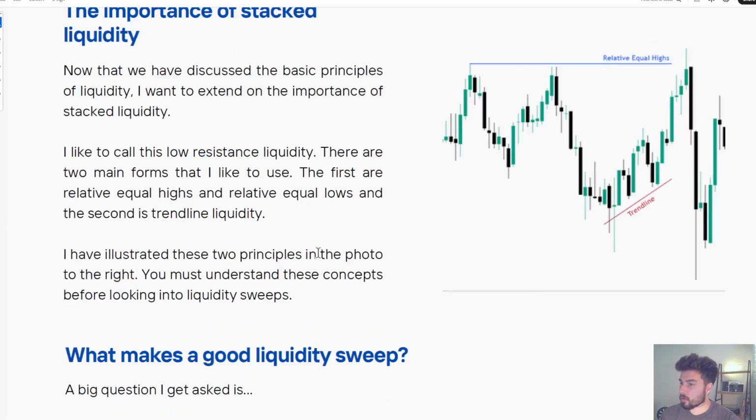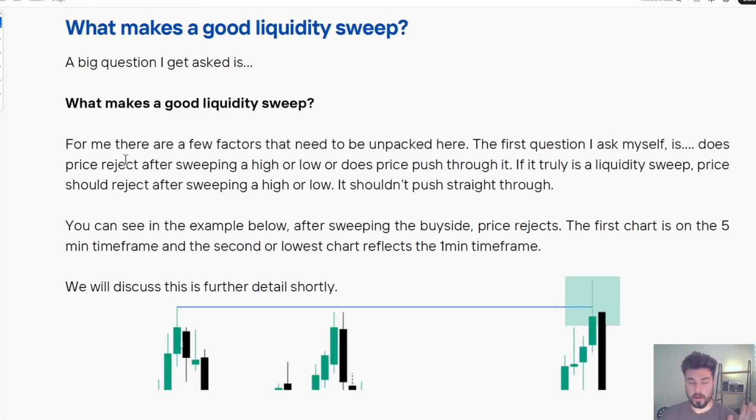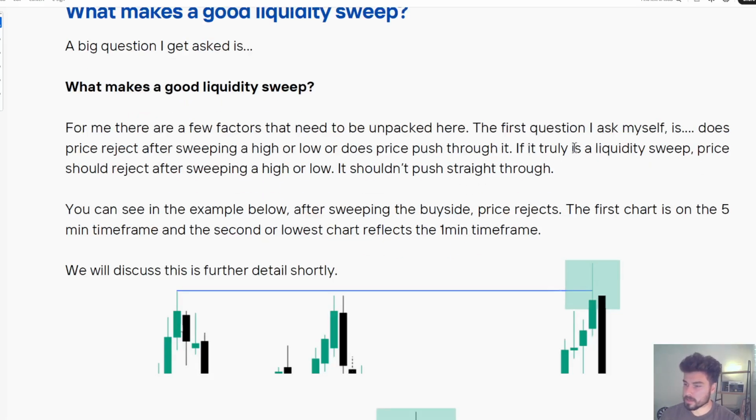So we've talked about stacked liquidity, we've talked about the basics, but what makes a good liquidity sweep? If we're going to build a strategy about liquidity, we need to understand what it is, the different forms, the good forms we want to target. But what makes a good liquidity sweep? And this is the question that people ask me all the time. So for me, there's a few factors that need to be unpacked here. And the first question I'll always ask myself, whenever we sweep a swing high or swing low, and we're in a key time frame, I ask myself, does price reject after sweeping the high or low, or does price push through?